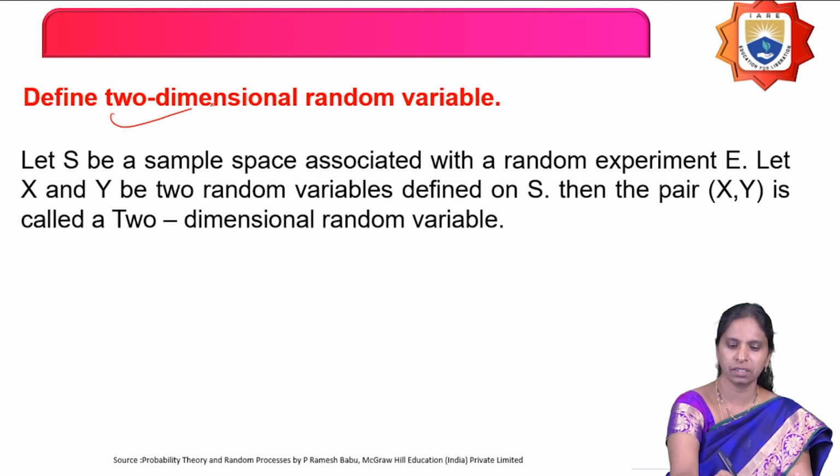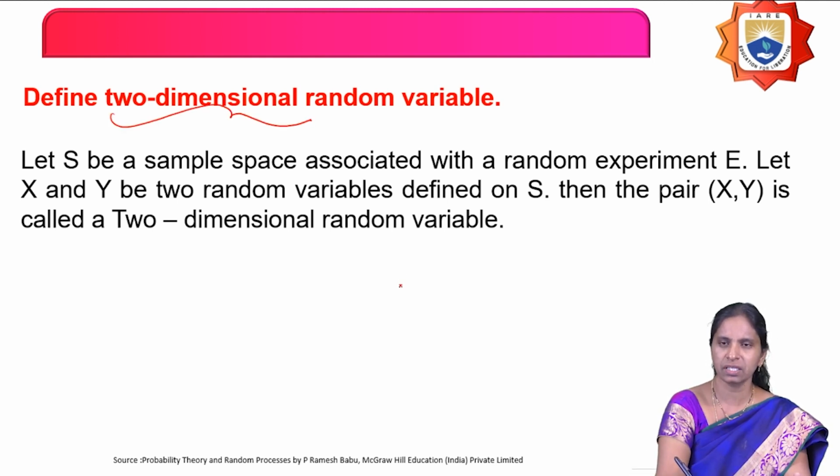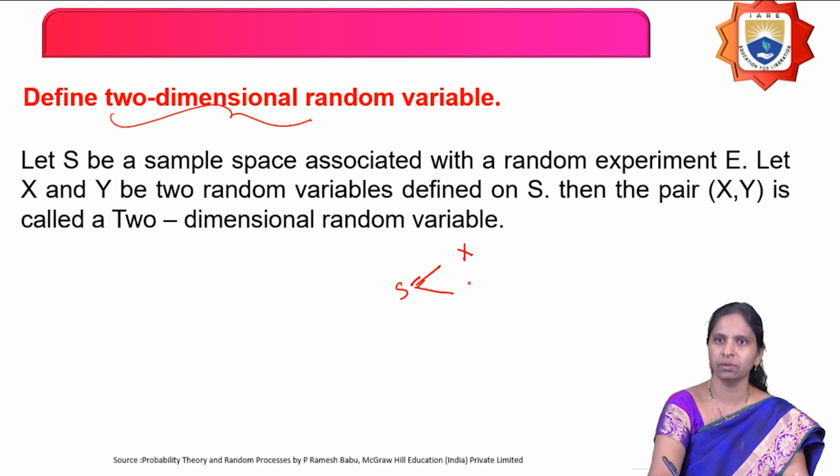And the next definition is: define two-dimensional random variable. Two-dimensional means in the sample space S, we are going to define two random variables, let us say X and Y. So, on the sample space of an experiment, if you are defining two random variables X and Y, then it is called a two-dimensional random variable. The pair of these two random numbers is denoted by X comma Y.